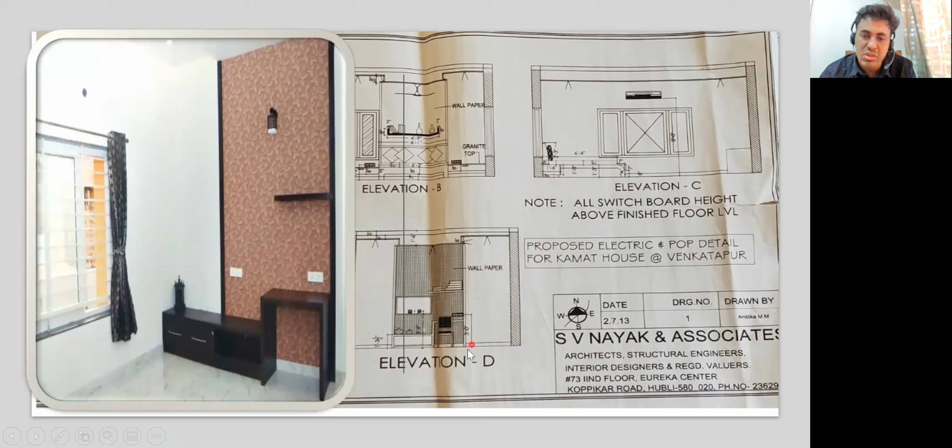The height of a switchboard is 3 feet from the floor finish level. You can see the switchboard put up at the 3 feet level. So these are the two drawers that you can see. That is why you can see two drawers here, right? So this is how the interiors are to be worked out.